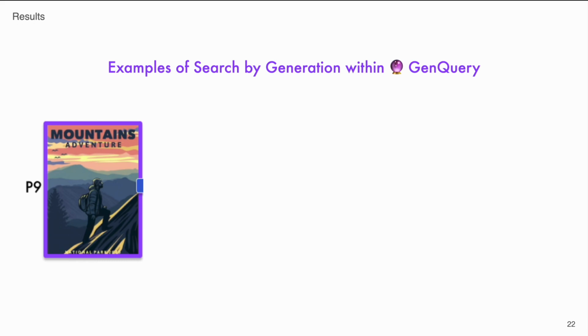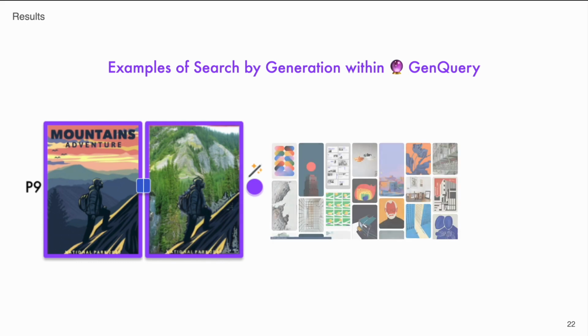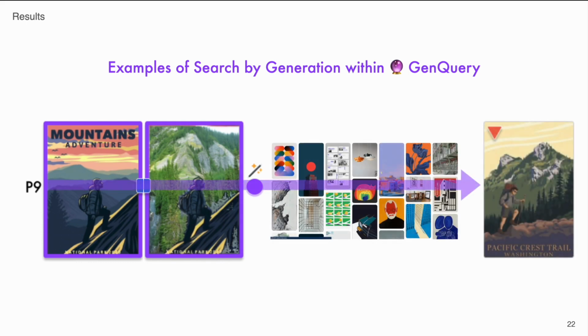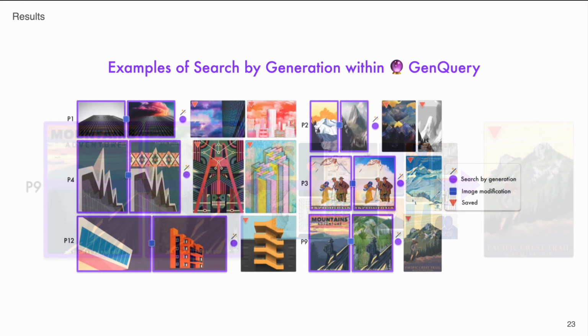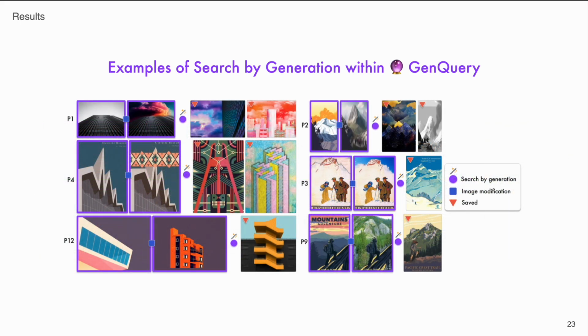We define the action of searching for images using modified queries as search by generation. The image showcases a sequence of examples where designers modify images, search, and save images in GenQuery. As you can see in this slide, participants conducted a lot of search by generation in the study.